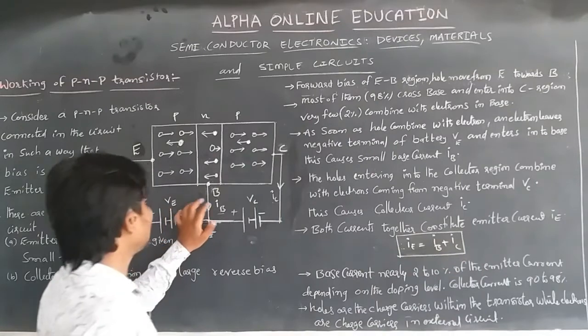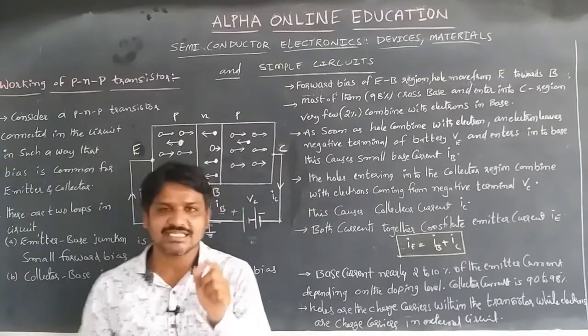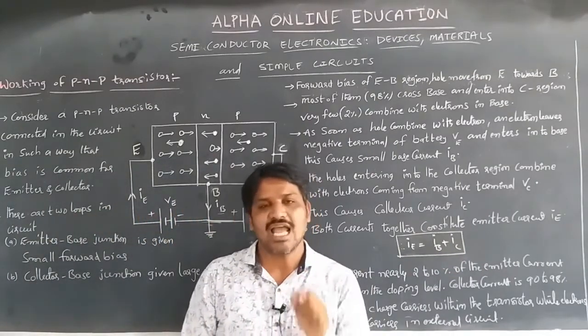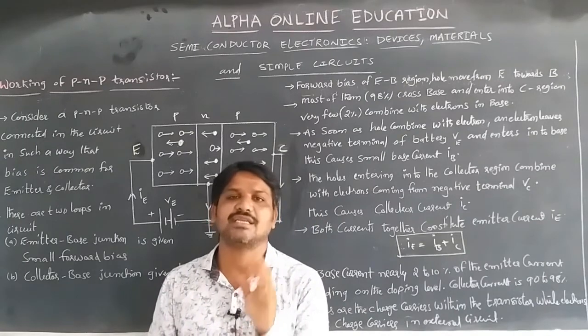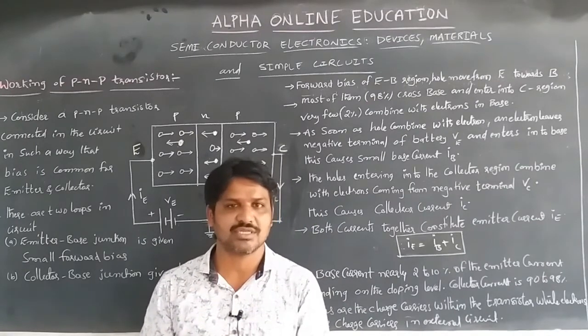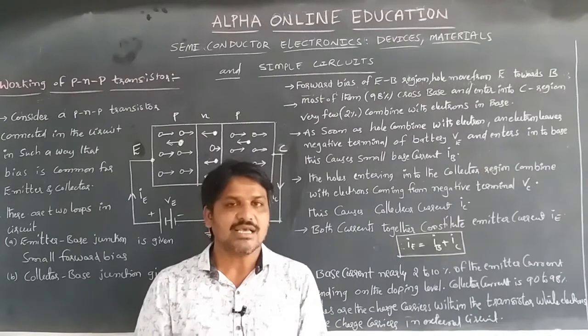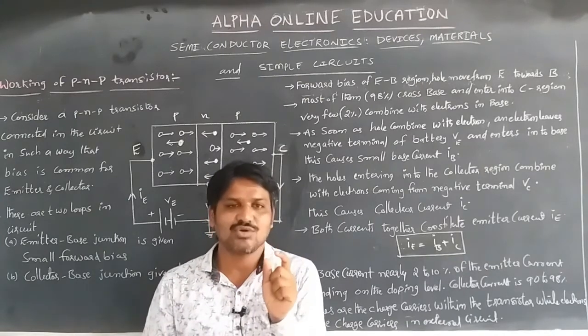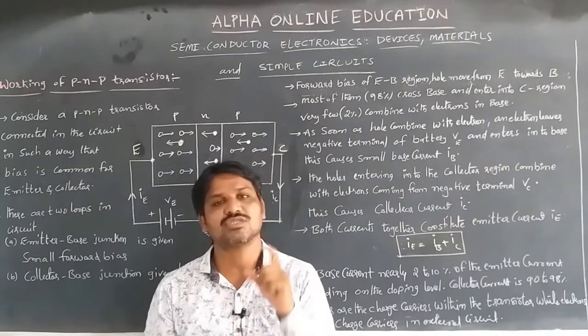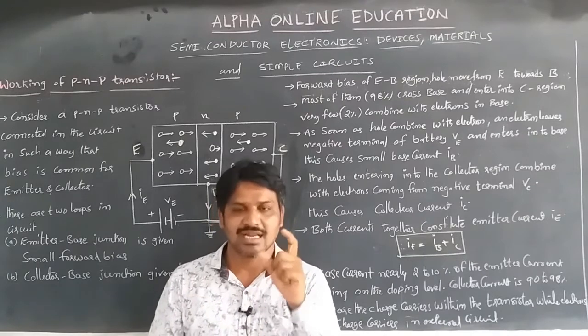In the emitter current, the base current is nearly 2 to 10% and the collector current is 90 to 98% of the total emitter current. It means that in the emitter current, a small amount is base current and most of the large amount is collector current.